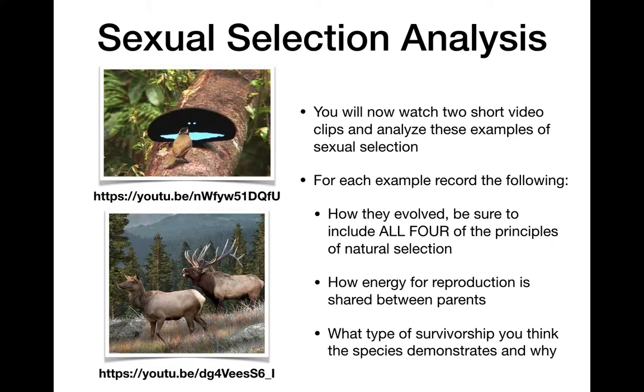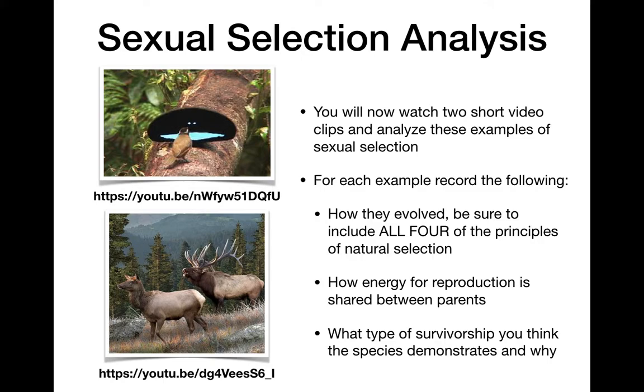Okay, so we're going to have you apply this knowledge. You're going to analyze 2 little video clips, linked on Schoology, with examples of sexual selection. And for each of them, you're going to answer these 3 questions. First, talk about how that trait evolved and include all 4 principles. I noticed in the quiz that we weren't talking about all 4 principles, so we're going to practice that again before the unit test. Make sure you talk about all 4 principles of natural selection.